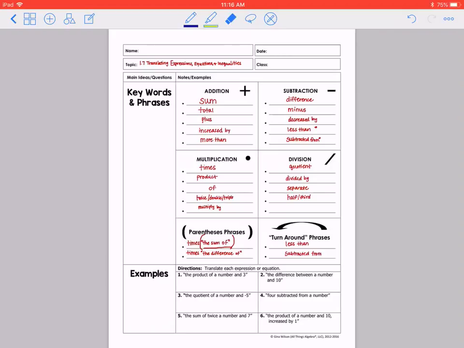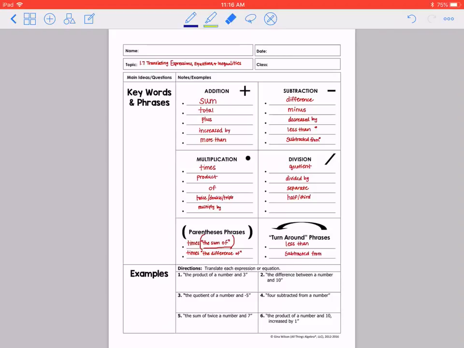Subtraction can be represented with difference, minus, decreased by, less than, and subtracted from, and they're starred for a reason, so we will get back to those. Multiplication would be times, product of, twice, double, or triple, and multiply. Division is quotient, divided by, separate, or half or third.